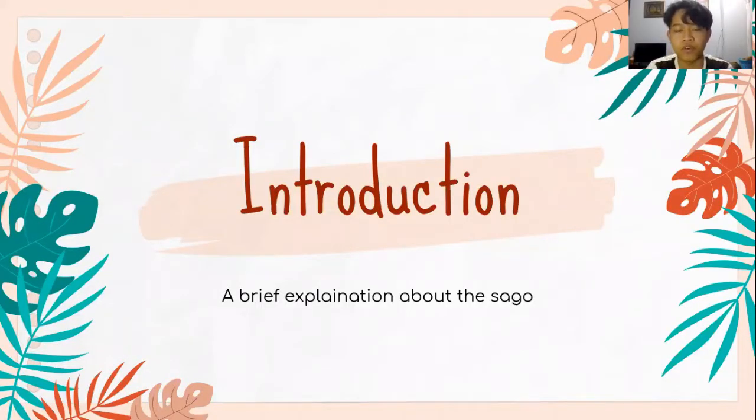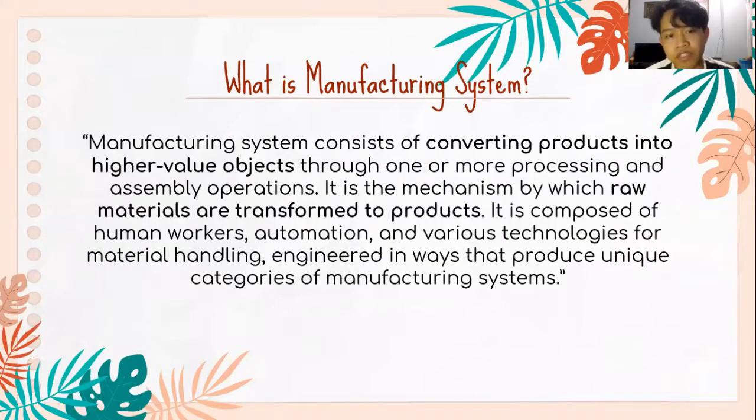Introduction. So I will explain what is manufacturing system and a brief explanation about history of sagu. Manufacturing system consists of converting product into a higher value product through one or more processing and assembly operations. It is a mechanism in which raw material are transformed to product. It is composed of human workers, automation, and various technologies for material handling, engineered in ways that produce unique categories of manufacturing system.